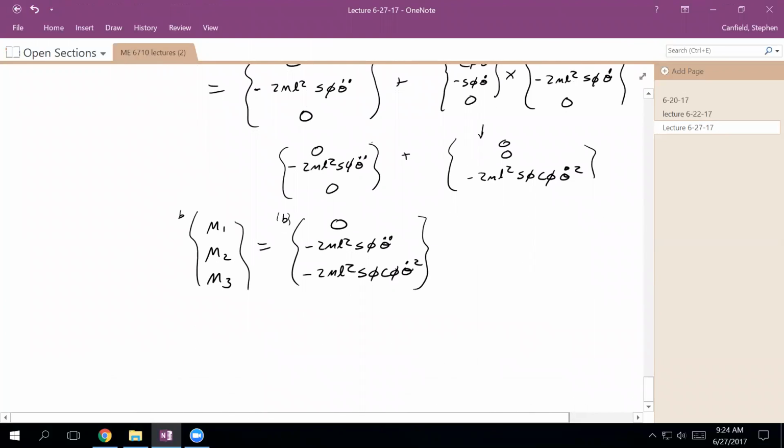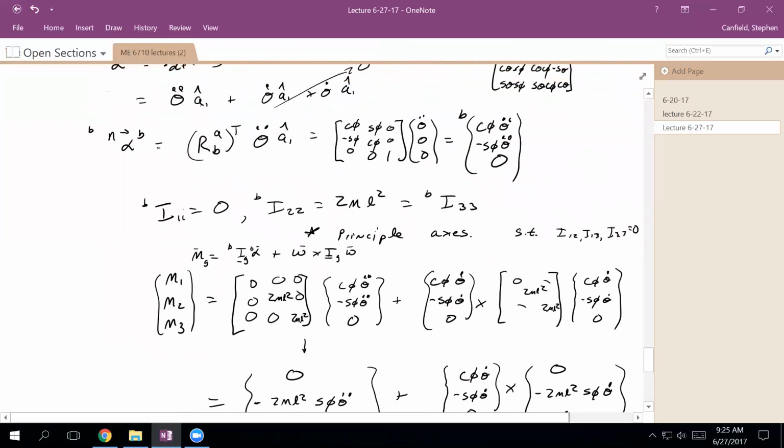Probably makes more sense in this example that I want the moments about the N frame, about my inertial frame. To get that, I have to pre-multiply this set of moments by the projection from the B frame to the N frame, which I have above.